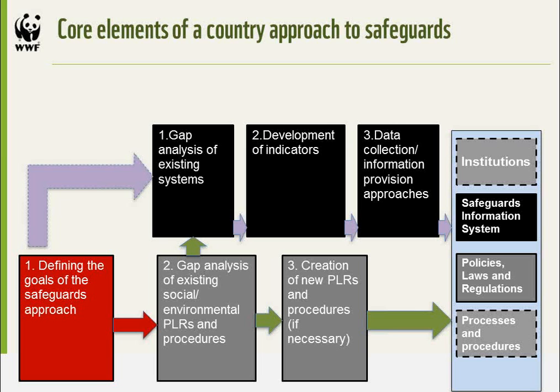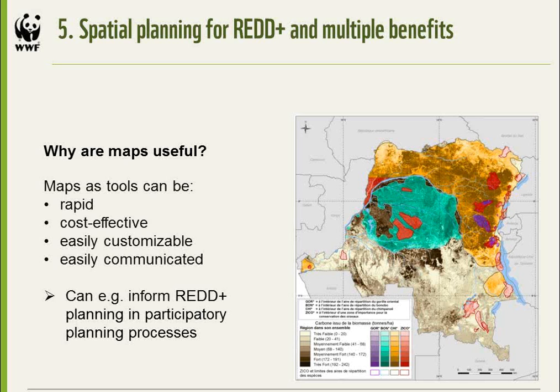Now, on the safeguard information system side of things, a first step might be to identify existing systems that could provide relevant information, then to think about the indicators that can realistically be included to demonstrate how the country is addressing the safeguards, and then to collect data on those indicators. These might include indicators on how the safeguards are respected in the process of REDD Plus implementation, or indicators of the impact of REDD Plus activities on biodiversity, for example. Next slide, please.